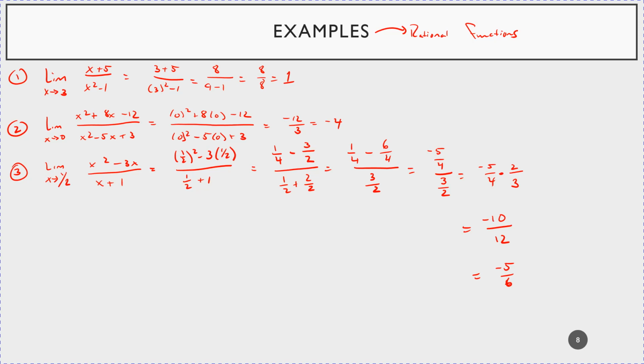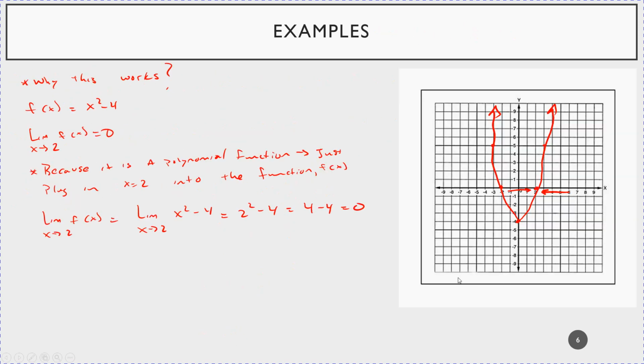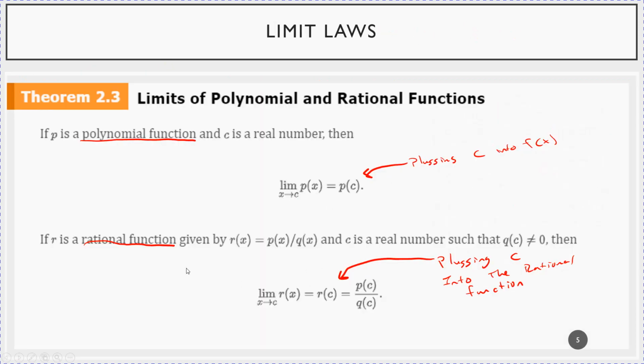Okay, so far they've been pretty straightforward. Just literally plugging them in, right? So if it's a polynomial function, just plug it right in. If it's a rational function, as long as in the denominator you don't get a divide by 0, just plug it in, and that's how you can very quickly evaluate the limit.